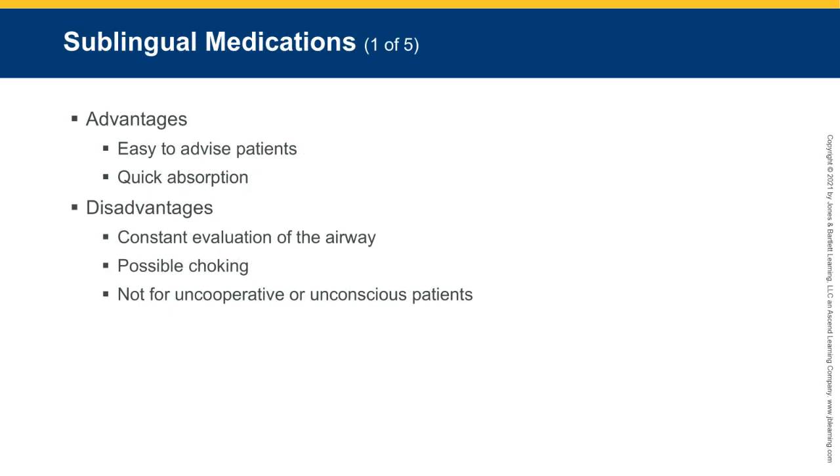Sublingual medications are placed under the tongue, allowing for quick absorption into the bloodstream. This method is fast and easy to administer. However, it requires the patient to have a clear airway and be cooperative. If the patient is unresponsive or unable to follow instructions, sublingual administration may not be appropriate.